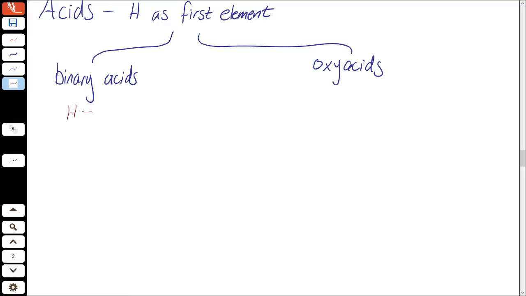Binary acids are acids of the type HX, where X is some other element. So HCl, HBr, things like that. The binary acids are all named like this: hydro-something-ic acid. And the something is given by that X element. So we've got HCl, which is called what? Hydrochloric acid. Do you see how it fits that frame?